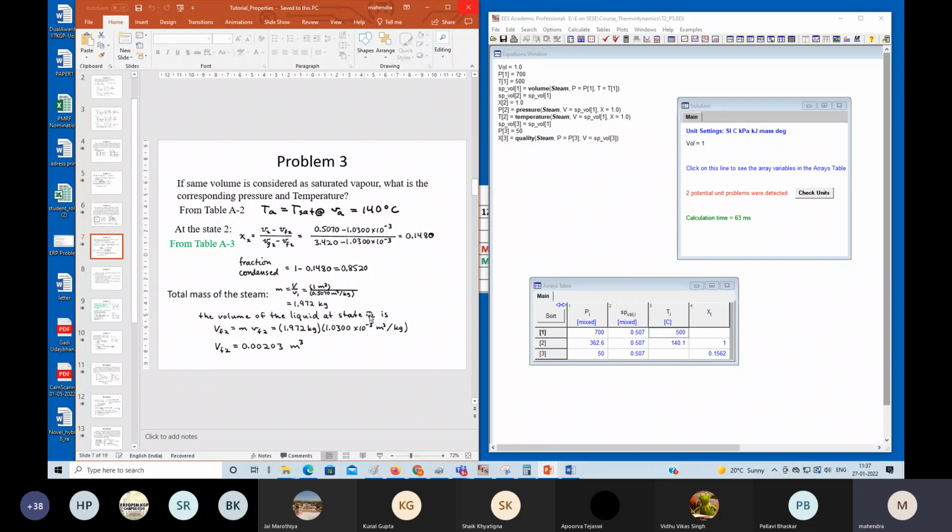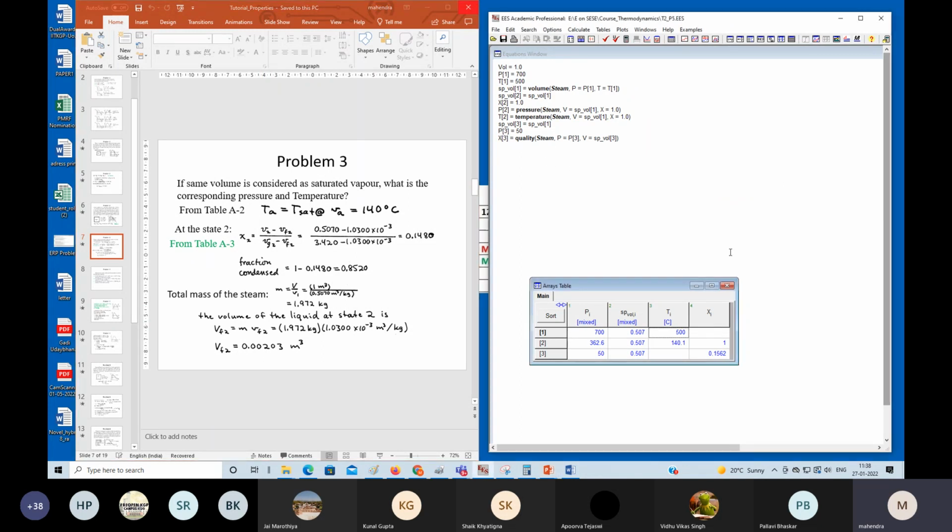Then the rest of these are simple calculations. Like normal calculations, you can multiply with this liquid fraction and find out the liquid volume. You can multiply these things and get the rest of the data once you type it. This is about your problem number 3.